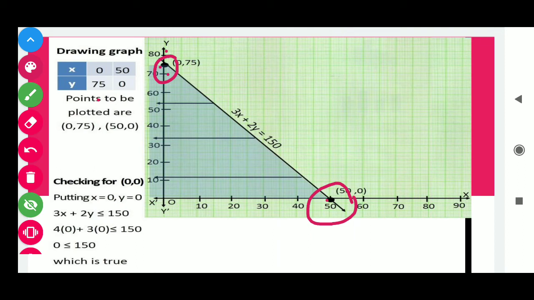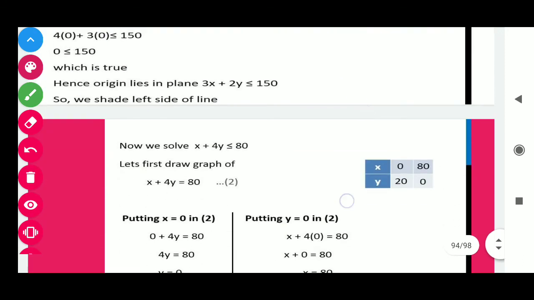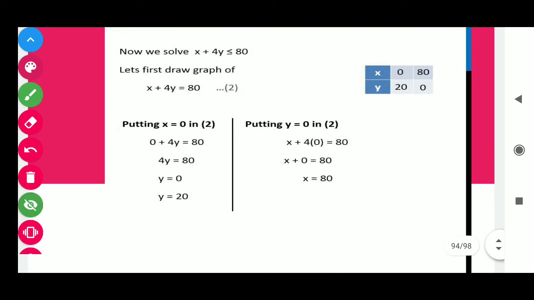Now students, put x equals 0 and y equals 0 in this inequality. We get 0 less than or equal to 150. So it gives the true result. Now students, we make the second line.